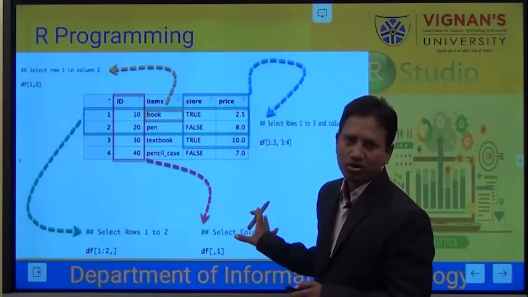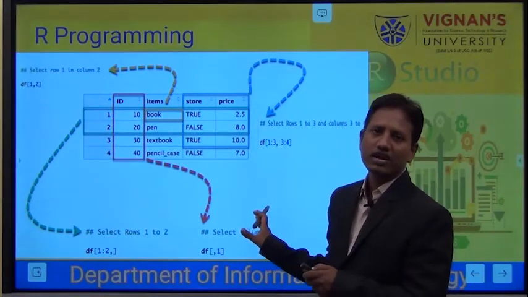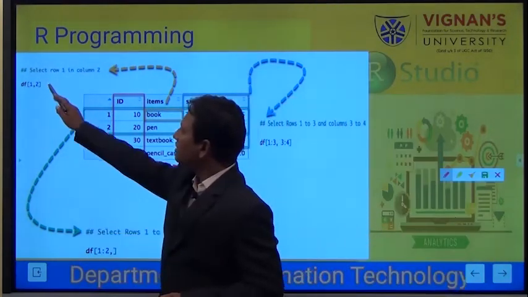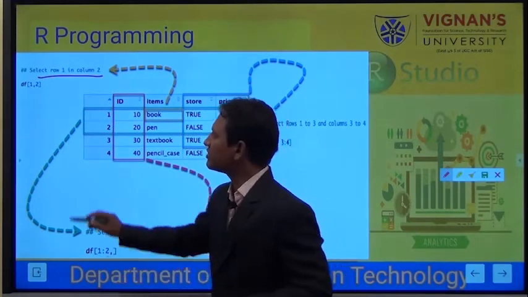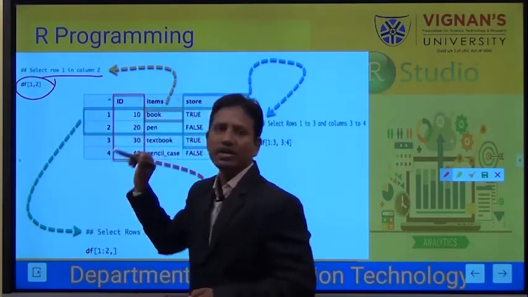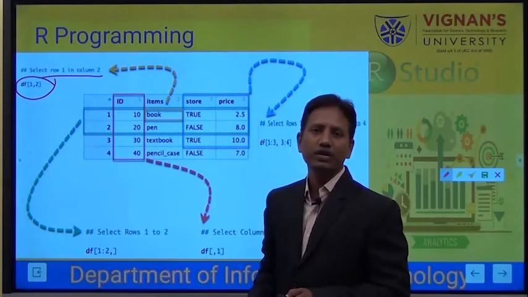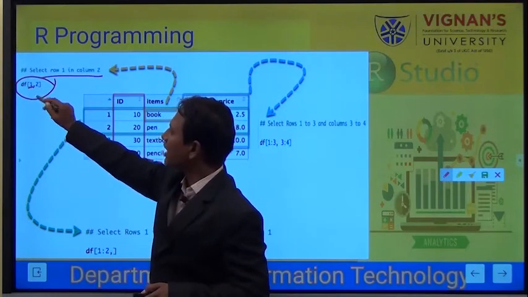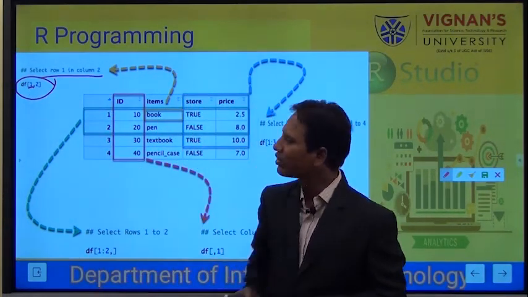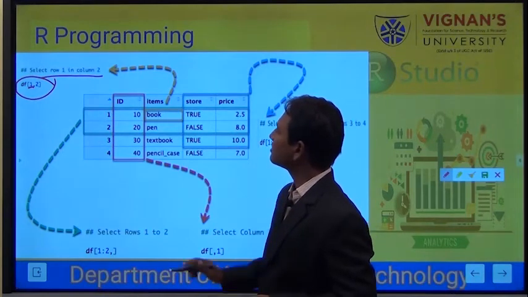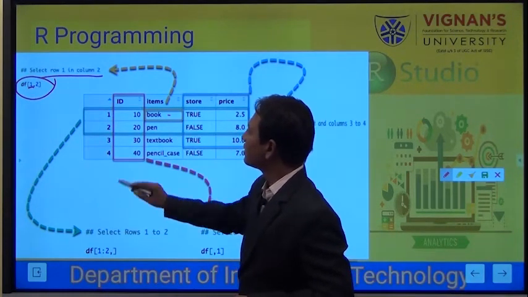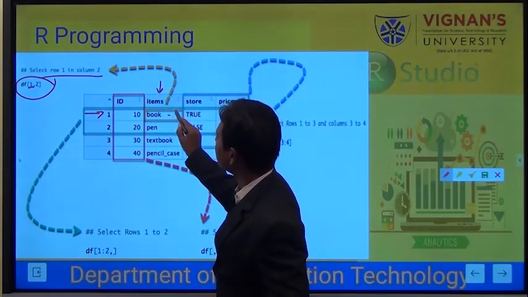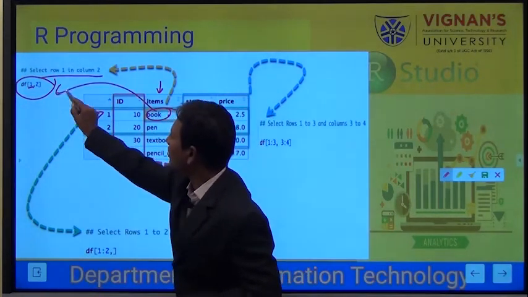So this is a snapshot to understand the accessing of data. We'll see it closely. First point is select row 1 in column 2. This is df[1, 2]. df[1, 2] means I pick row 1, the first row, and the second column. A single value we are going to get, that is the book. This is the first row and this is my second column, and this is the value for this one.